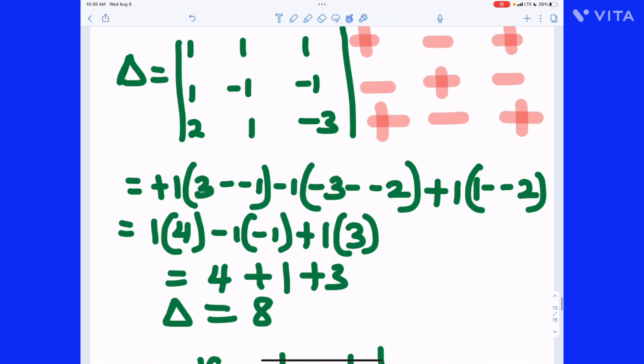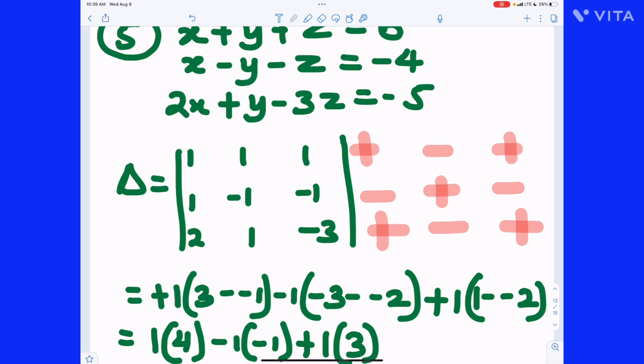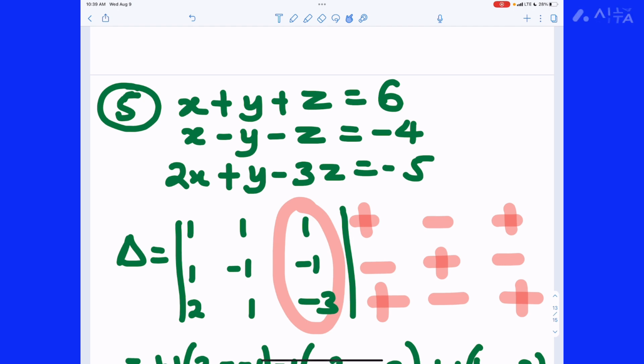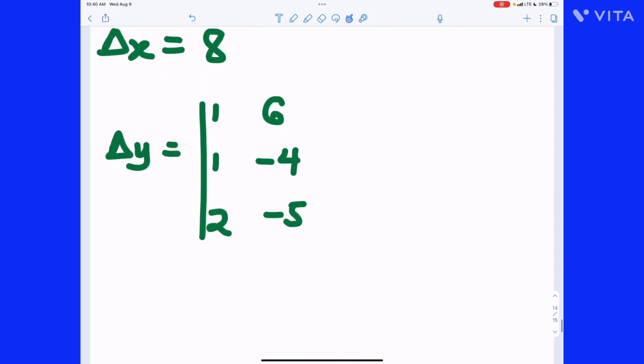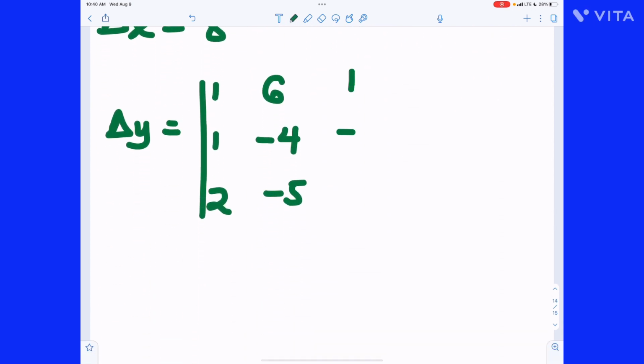Also, on the third side, I'll keep the coefficients of z. I won't change them because I'm not finding delta z. I'm finding delta y. The coefficients of z are 1, minus 1, and minus 3. So I'll keep those ones. Let's go ahead and do that. So my determinant for delta y is what?